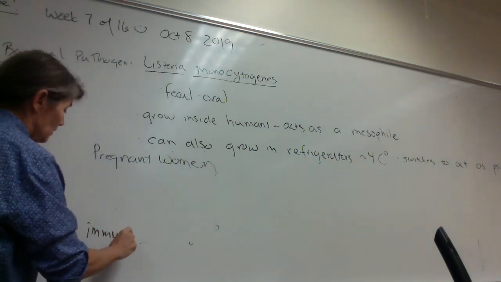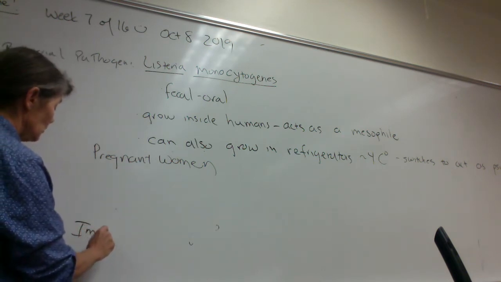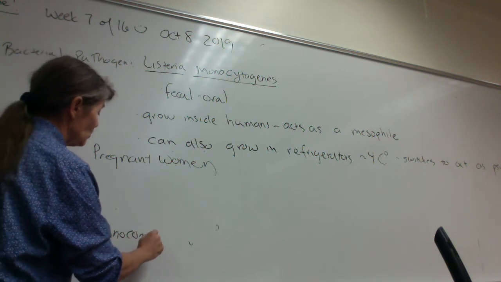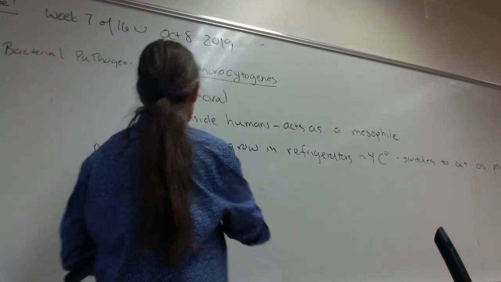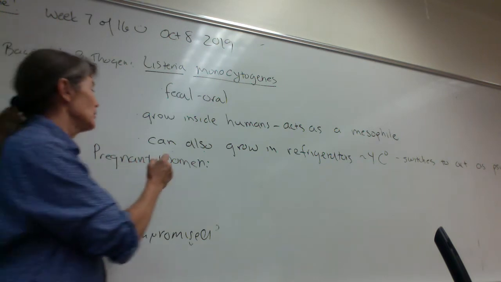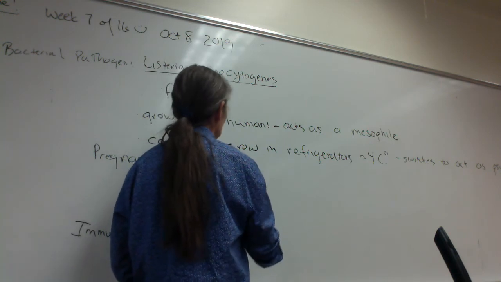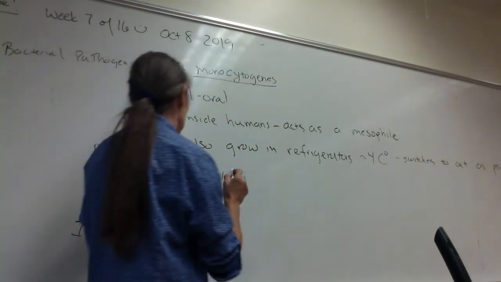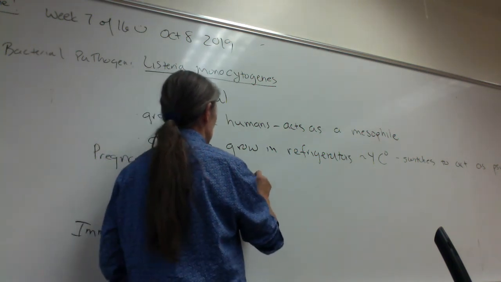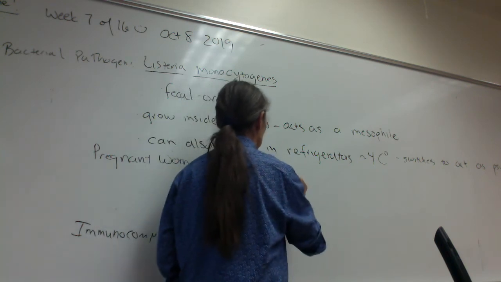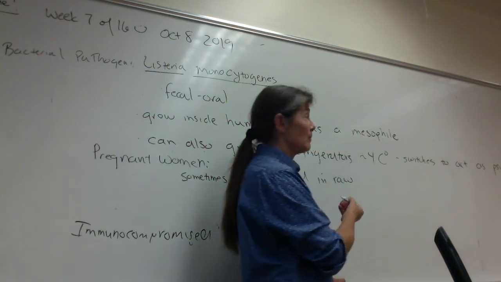Because in pregnant women, immunocompromised. So we'll do the pregnant women first, folks. So often where we get infected, frequently it's from raw milk products. I shouldn't say frequent because I'm going to get yelled at, but sometimes found in raw milk products. What's raw milk? Right, raw milk is unpasteurized milk. It hasn't been heated to kill any milk-borne pathogens.